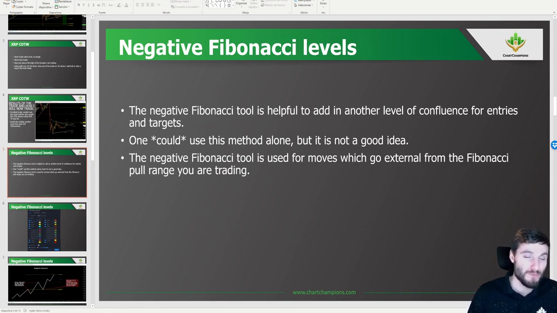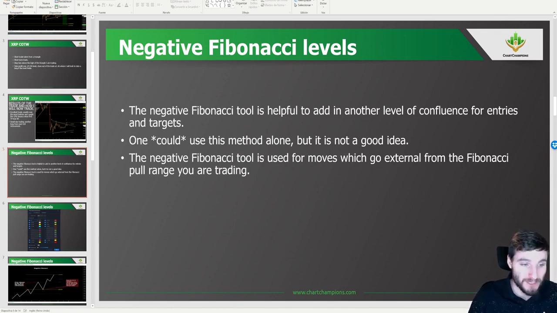Okay, but I've put this in, asterisks: you could use this method alone. You could literally use fib retracement with the negative aspect to it and use it alone, but I really don't recommend it. If you want to listen to me, I'd say do not use this alone, but you essentially could build a trading strategy with just this concept. Essentially, you could, but not recommended, okay?